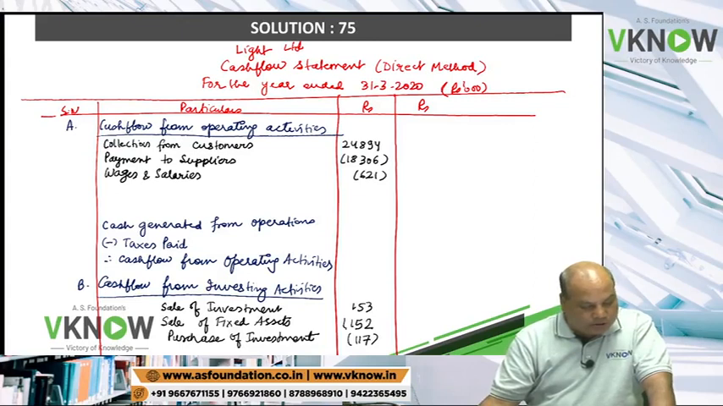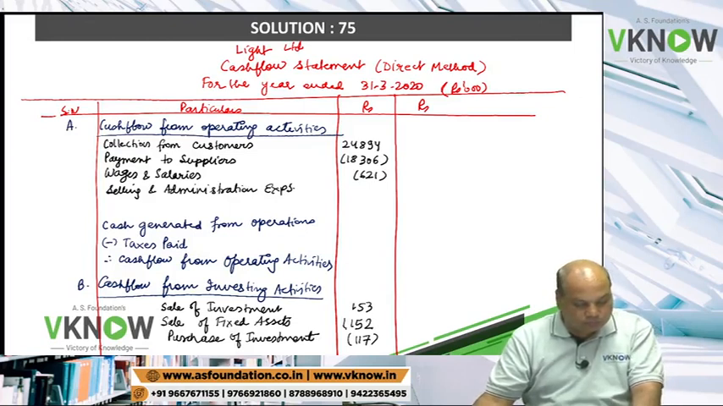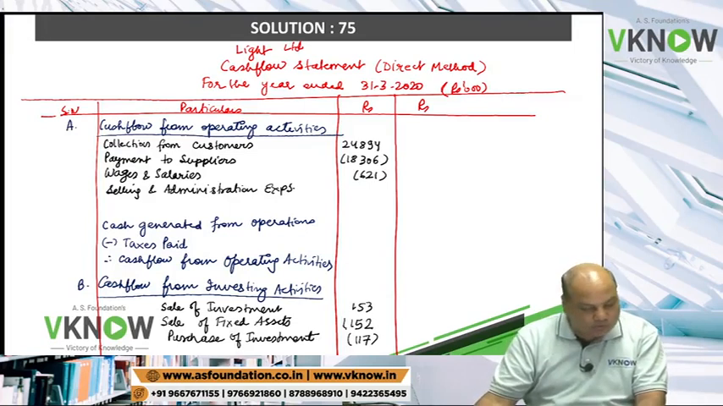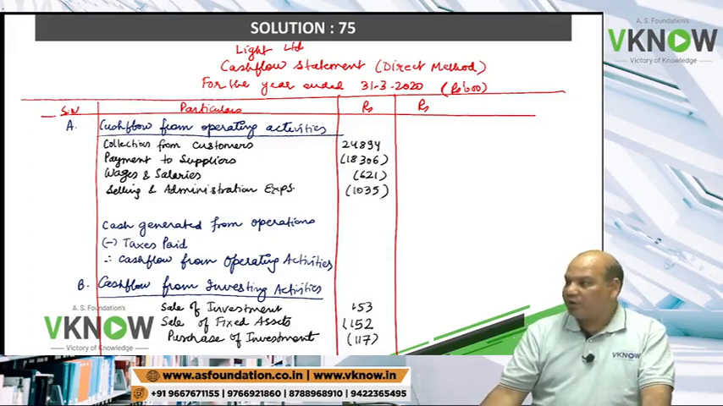Selling and administration expense, operating activity, 620, that is 1035 in bracket. These are payments.